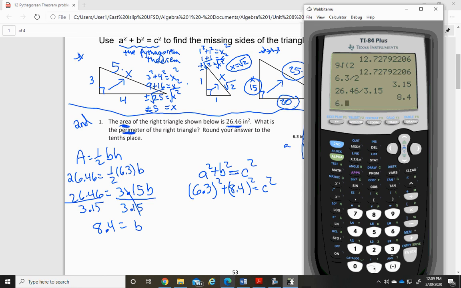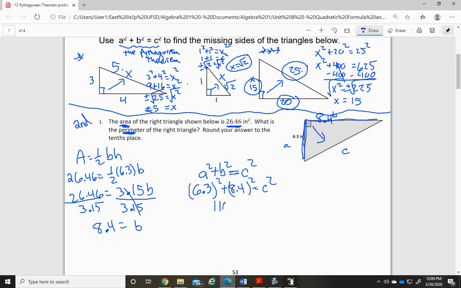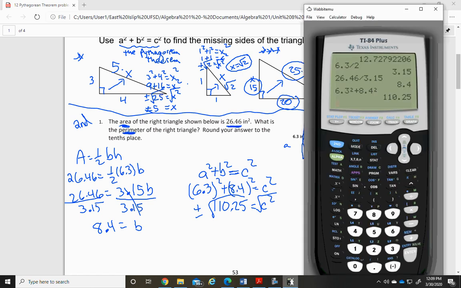So 6.3 squared plus, I'm going to just do this straight on my calculator, 8.4 squared is 110.25. That's what C squared is, square root both sides, plus or minus, but we ignore the minus. And it says round your answer to the 10th place.